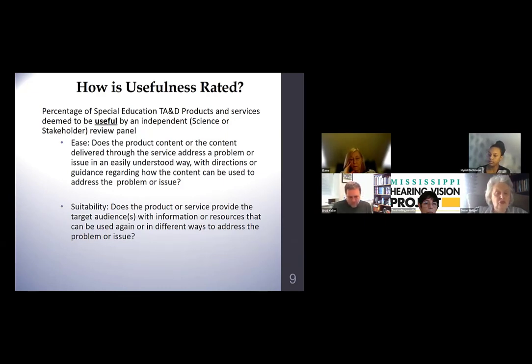So the reviewers judge the usefulness of a service by scoring each dimension on a 4-point scale ranging from very low to very high. In addition, the score for the suitability dimension is double weighted, which means the service can receive either 0, 2, 4, or 6 points for suitability. And together, the 2 dimensions add up to as many as 9 points, and all scores of 6 and higher are considered highly useful again.